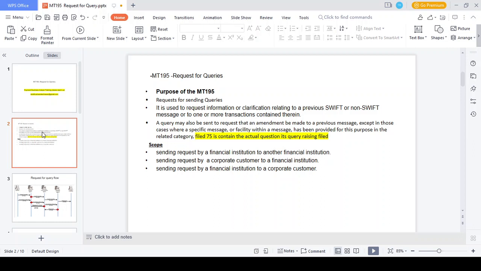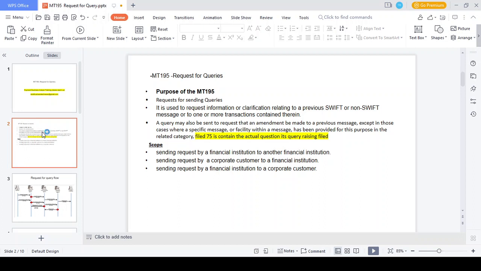What do you think about MT195 request for query? In case you have any doubt in your transaction, you need some clarification in your transaction, what do you do? You raise one query. That's what we call a request for query. This message is about request for query. MT195 is about request for query. The response comes as MT196, which will be provided in a separate PPT.